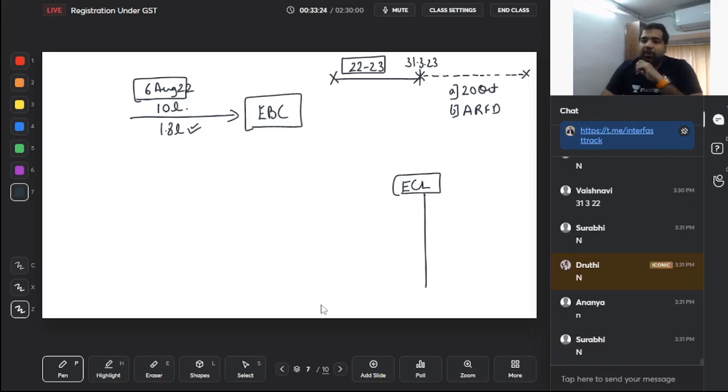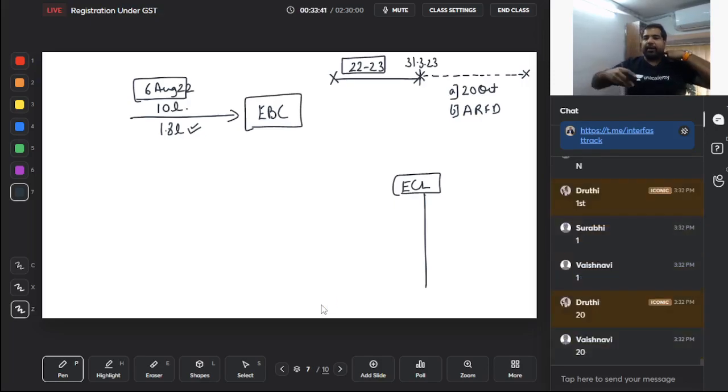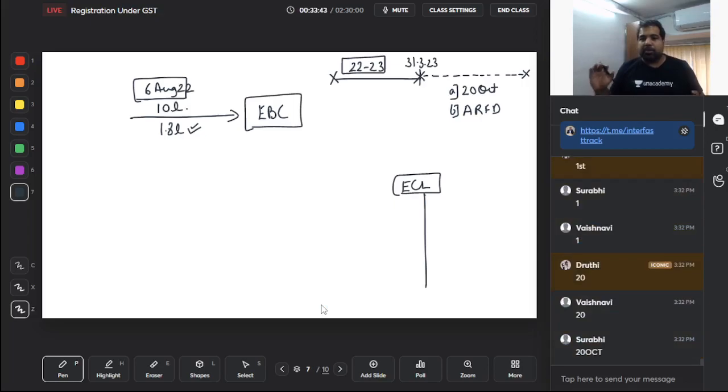So what if the annual return filing date is 1st October? Then by when will you have to search for the invoice? By 1st October. What if the annual return filing date is 1st November? Then by when? By 20th October. So 20th October is fixed. Yes, 20th October is fixed. The annual return filing date is whenever you file the return. That depends on you, whenever you file the return.